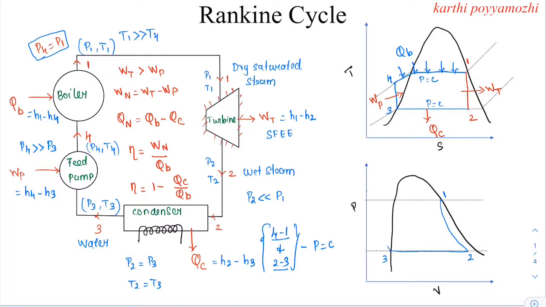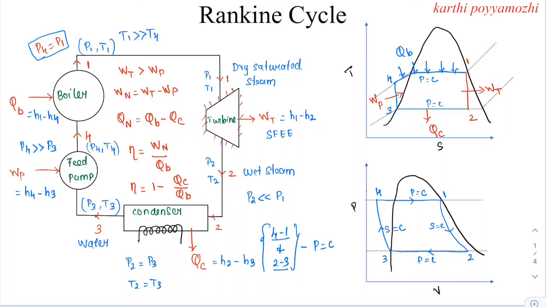And 3 to 4 is again an isentropic process, that is, the isentropic compression process. From 4 to 1, heat is being added at constant pressure. You can see that in these processes the pressure remains constant, whereas in the other processes the entropy remains constant.